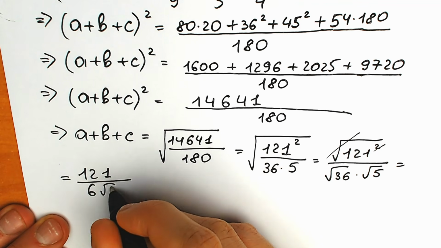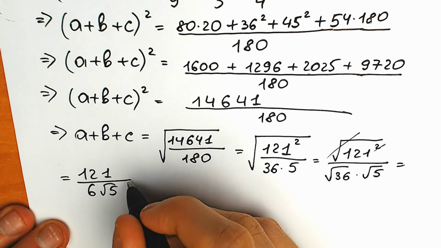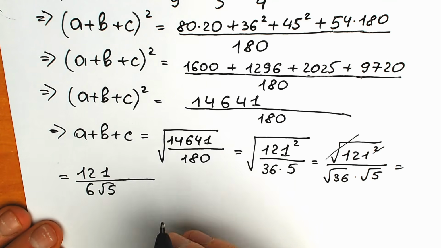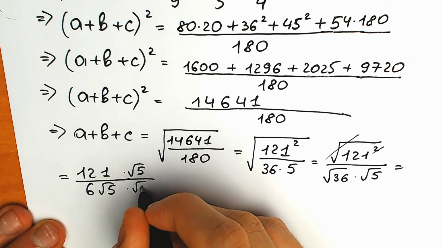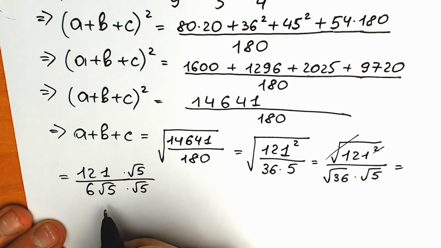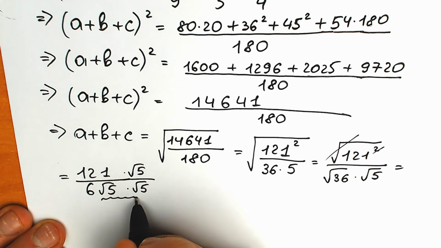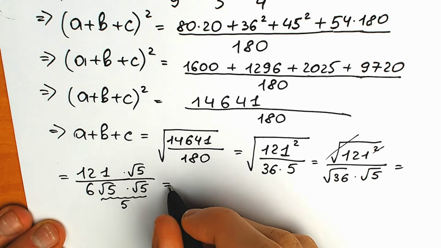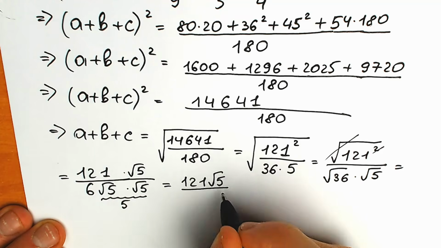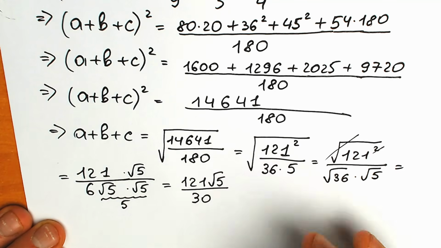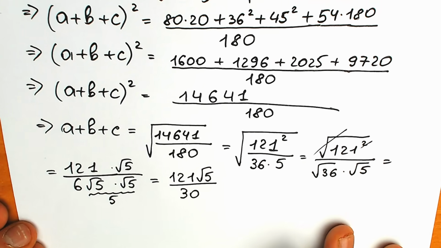Or if you want to remove this irrationality, you can easily multiply our numerator by the square root of 5, and here also by the square root of 5. As a result, in our denominator, we have the square root of 5 times the square root of 5, which is 5. 5 times 6, we have 30. So our final answer, 121 square root of 5 over 30. And this is our full answer to this question.